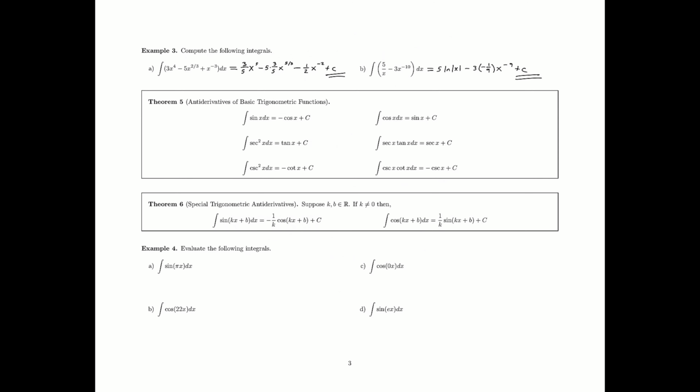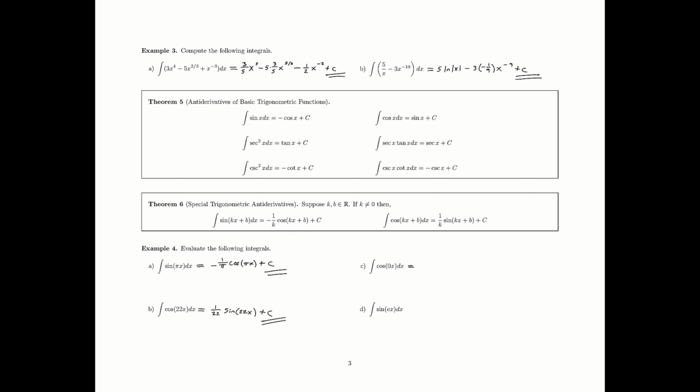Okay, example 4. Well, the antiderivative of sine is negative cosine, but then we're going to divide by that leading coefficient on the inside, which is pi. So negative 1 over pi cosine of pi x plus c. For this one, we'll have 1 over 22 sine of 22x plus c.